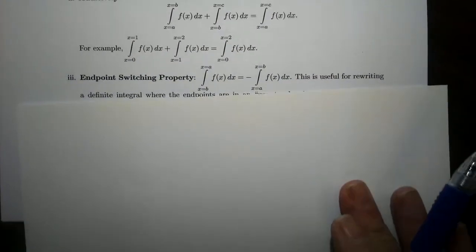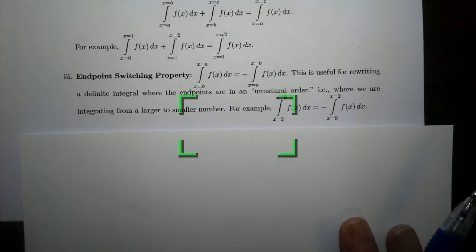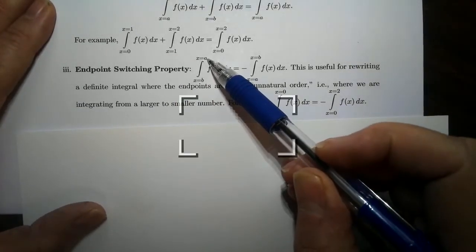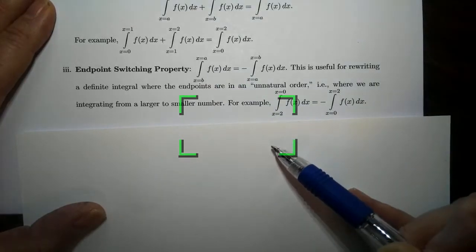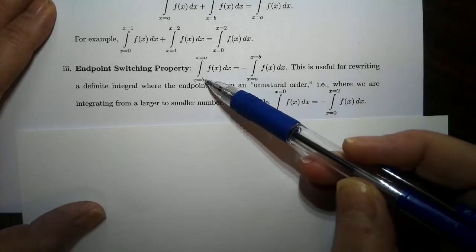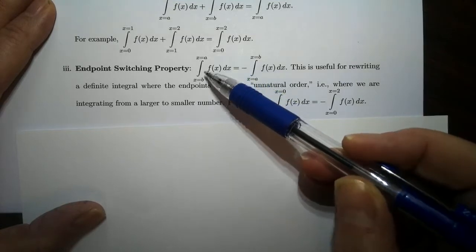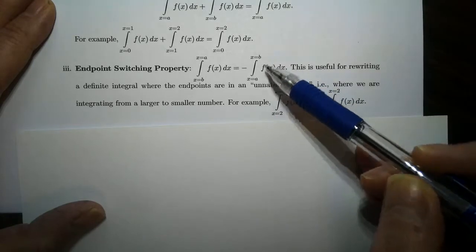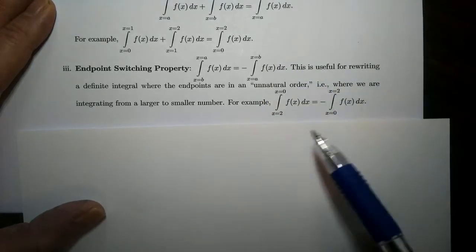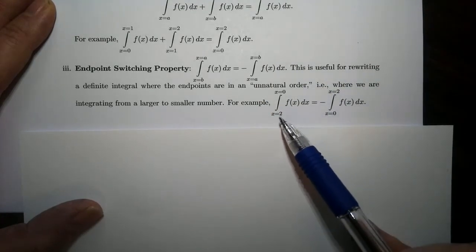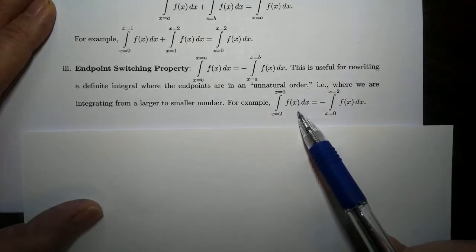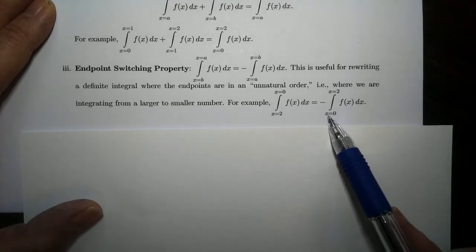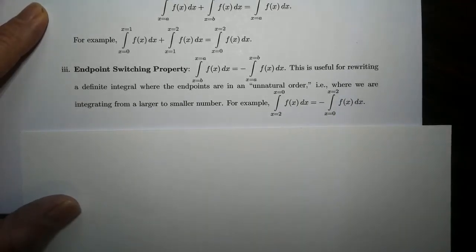Now, the endpoint switching property. Usually we integrate from a smaller number to a larger number. I refer to that as the natural order of integration. But if we should be integrating from a larger to a smaller, that's the unnatural order as I call it, we can switch to the natural order simply by switching the endpoints and putting a negative sign out there. So for example, if we are computing the integral from 2 to 0 of f of x, that's the unnatural order. We can put a minus sign out there and integrate from x equals 0 to x equals 2.